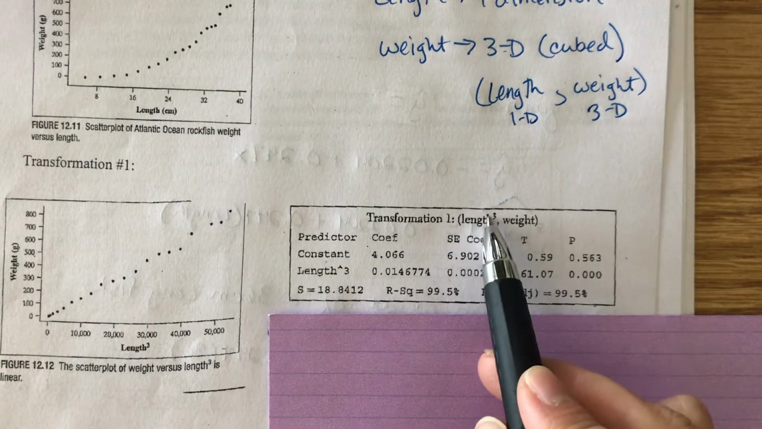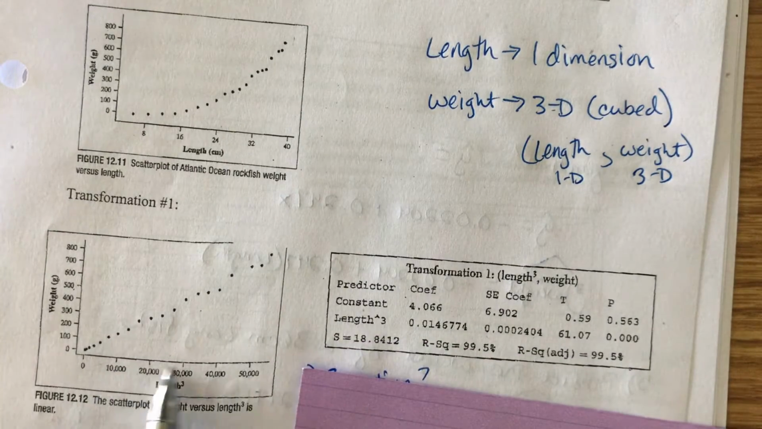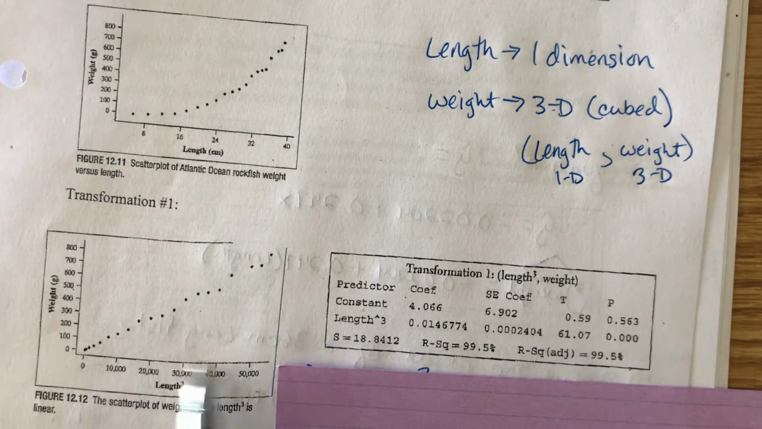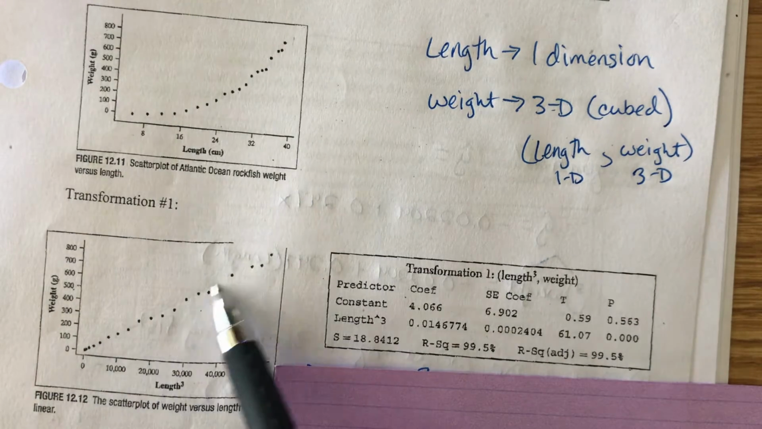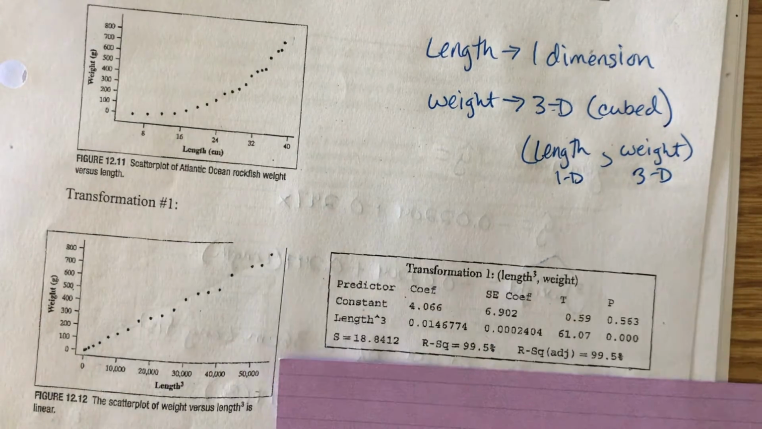So they took all of these length values and cubed them, put them here, and now they're enormous numbers. It did a really good job of straightening out our data because we made them the same unit of measurement, in the same three-dimensional concept.